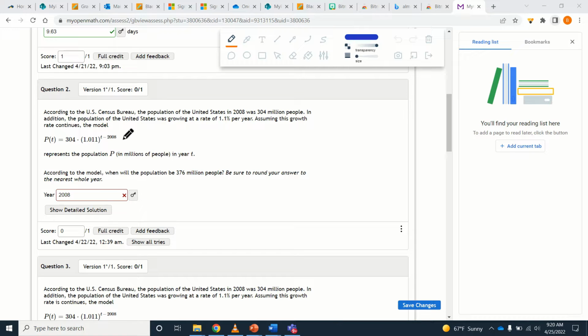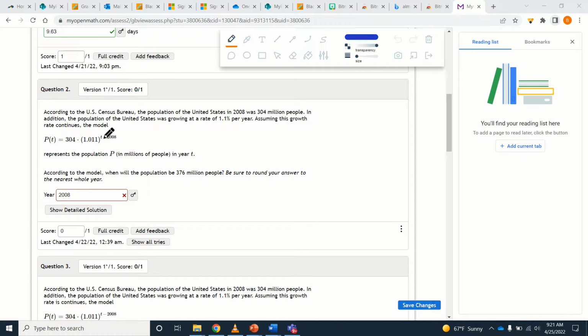So we have this model, this formula here, and we have that in 2008 there were 304 million people. In addition, the population of the United States was growing at a rate of 1.1% per year. So assuming that growth rate continues, we have this model representing the population P in millions of people in year T. According to the model, when will the population be 376 million people? And we want to round to the nearest whole year.